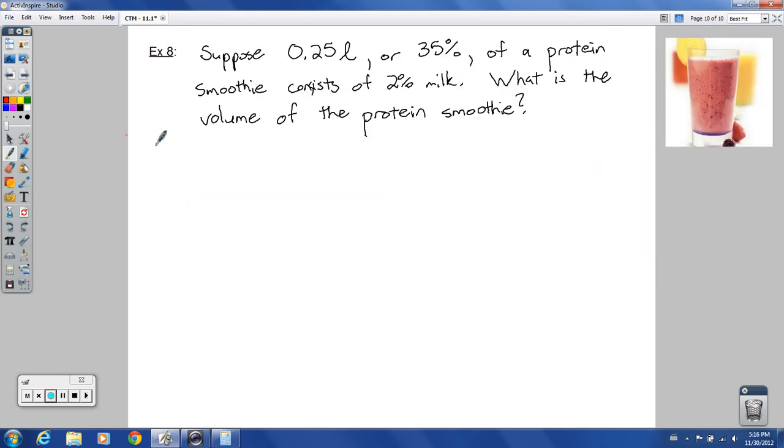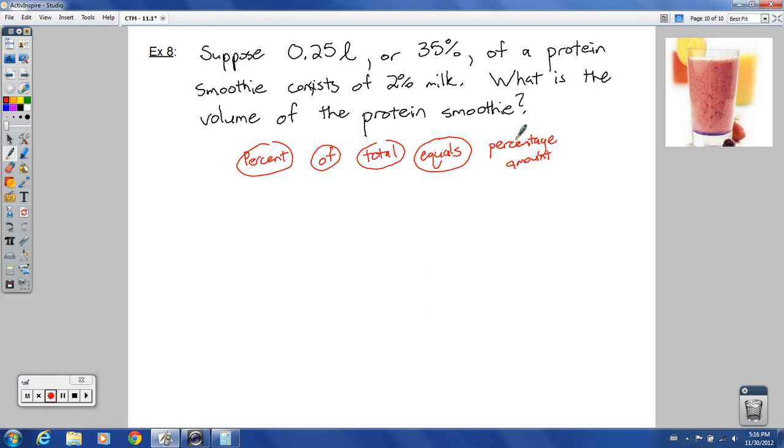So in general, let's put this in red: percent goes first, and then of, and then the total is or equals, in a sense, the percentage amount. So let's write that above our equation here. The percentage amount goes there. And so what is the percent in question? It's not 2%, which again is just a type of milk.